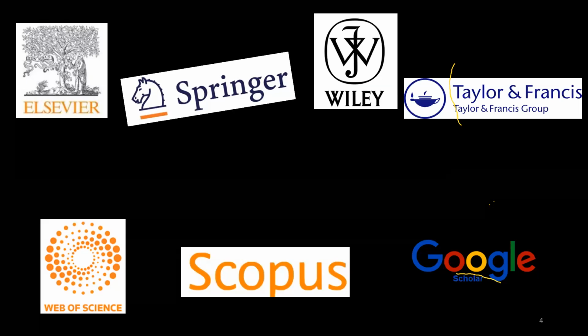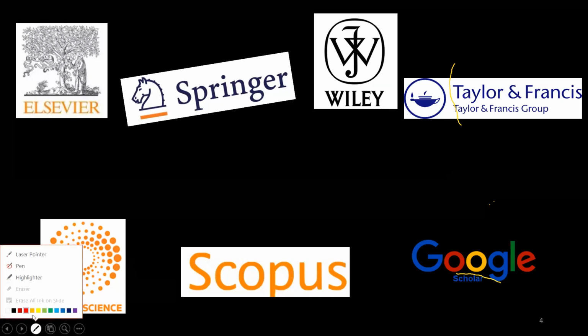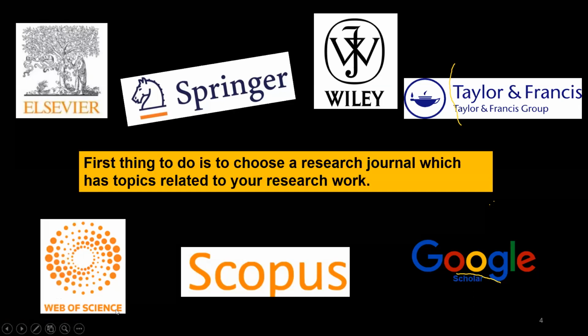And next comes Scopus. In Scopus, you can have some journals more than the Web of Science, which are not coming under SCI, but are Scopus indexed. And the third one is Google Scholar. Google Scholar has a larger number of journals. Most of the journals that you publish will come under Google Scholar. And that is the third indexing one.